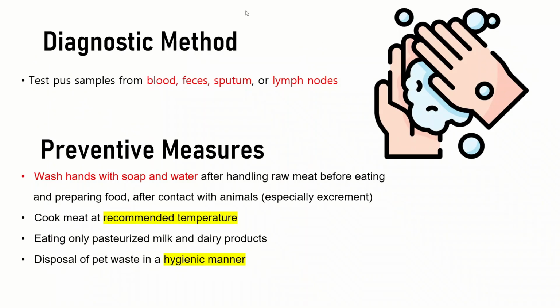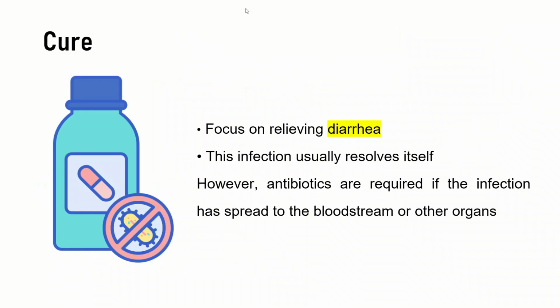To prevent this, wash your hands thoroughly with soap and water at all times and cook meat at the recommended temperature. In addition, only pasteurized dairy products should be consumed and pet waste should be handled in a hygienic way. The treatment focuses on relieving diarrhea. Usually it gets better on its own, but antibiotics are needed if the infection has spread to the bloodstream or other organs.